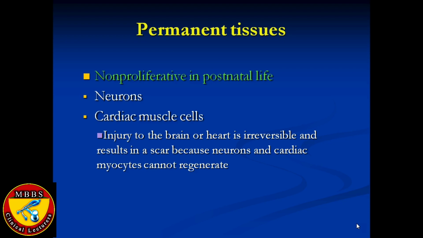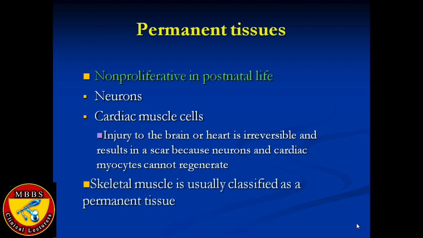The third type of tissue, or the third category, are the permanent cells or the permanent tissues. These are non-proliferating in the postnatal life. That is, after the birth of the baby, these do not multiply and these do not divide. These are the neurons and the cardiac muscle cells. Also, the skeletal muscle cells have been put in this category.